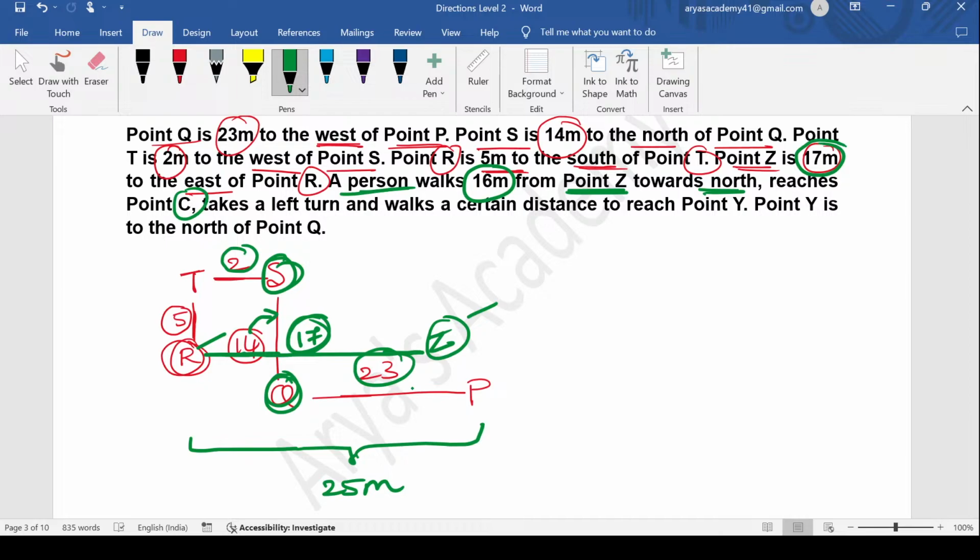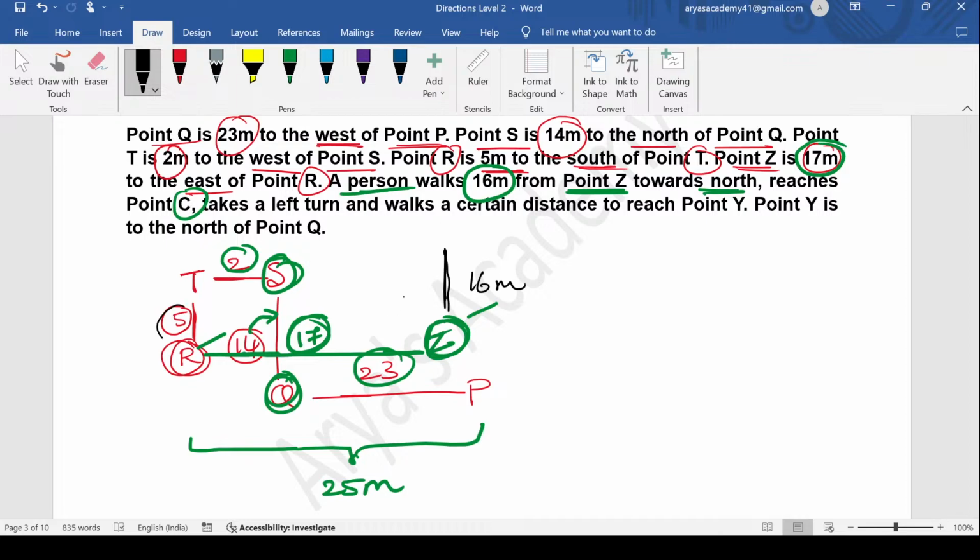A person walks 16 meters from point Z and towards north. Z is actually here, right? So I change the color further. I have to go how much? 16. See, Z is here. So from Z I have to go for 16 meters. After going for 16 meters from point Z towards north, he reaches point C. Here comes another point, point C.